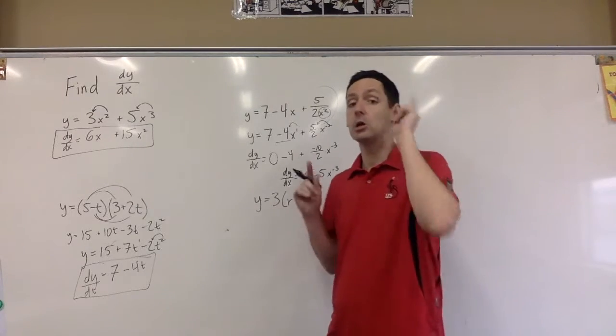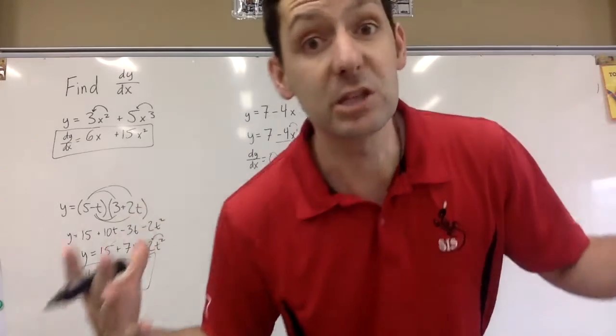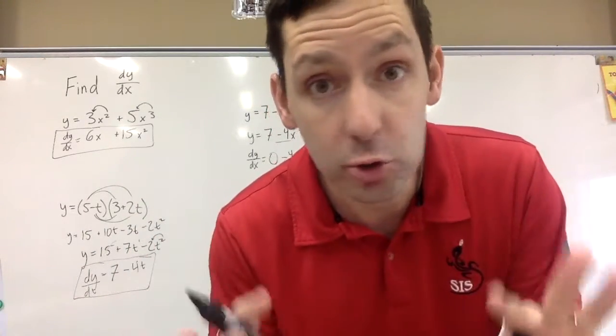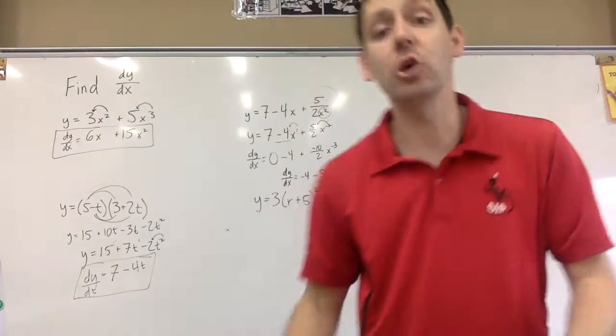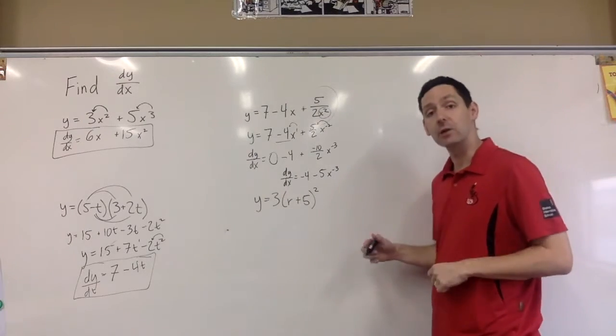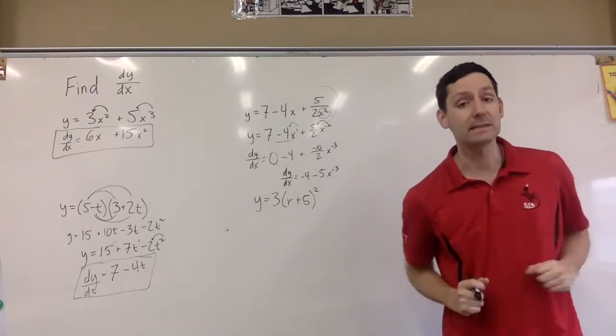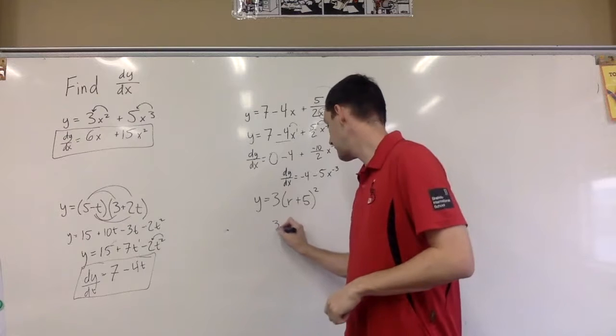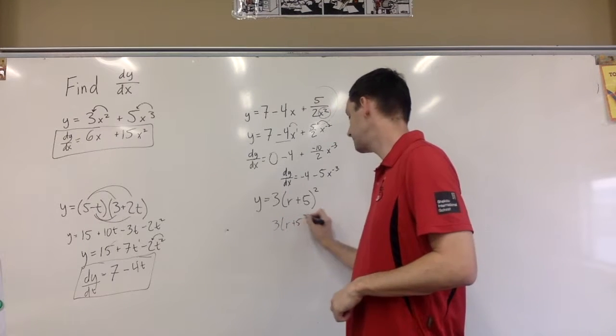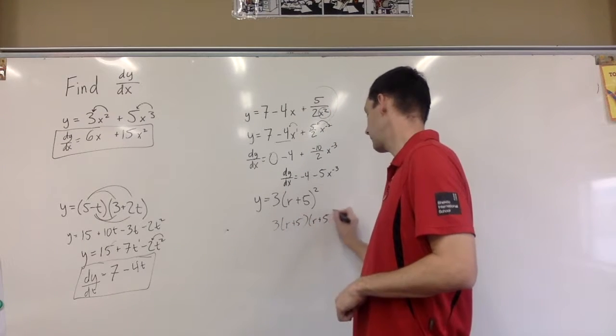Remember, you cannot distribute the squared. Do not. Just don't do it. It's not allowed. So we need to do something else. Remember, squared means multiplied by itself. So I'm going to go 3 times (r plus 5) times (r plus 5).